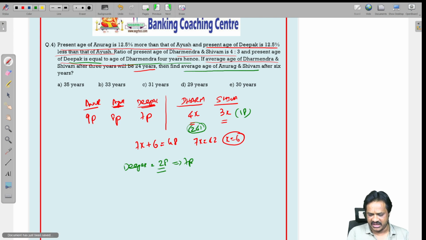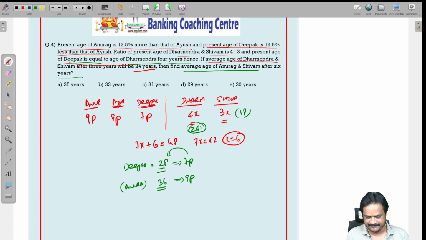You have to find the average age of Anurag and Shivam after 6 years. Now Anurag's age will be 9 parts. If 7 parts is 28, 9 parts will be 36. This is Anurag's present age. Then Shivam's present age is 18, so after 6 years it will be 24.